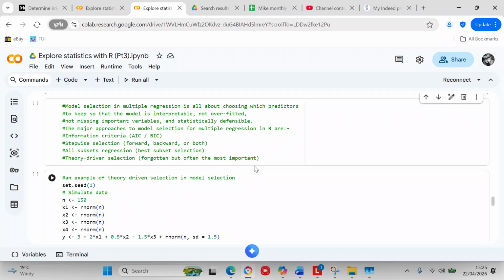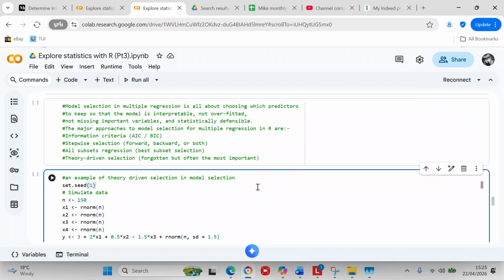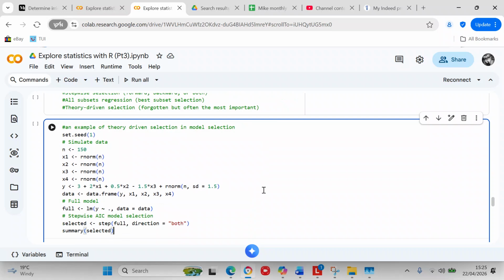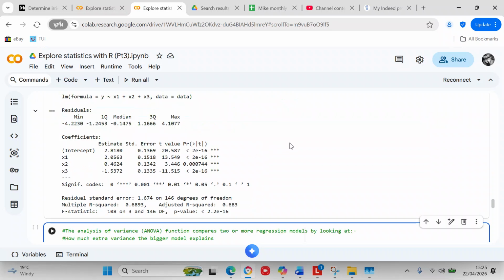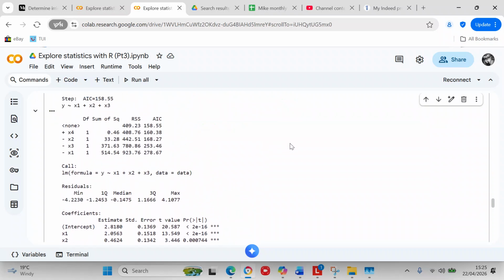And 4, theory-driven selection, which is forgotten but often the most important. So what we're going to do is select a model using theory-driven selection because it's forgotten but often the most important. So we've got a program here that we've created to do this.